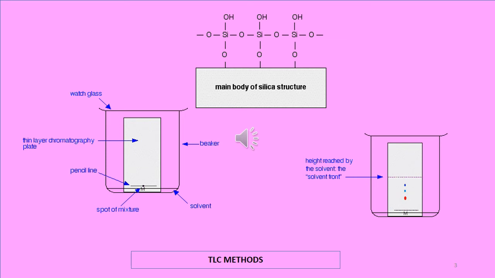Here we can see a solvent system or solvent chamber, which consists of a TLC plate on which a spot is applied, and this TLC plate is placed in a solvent chamber in which the mobile phase travels upwards along with the spot. And here we can see after separation there are a number of spots which are separated, and these separated spots are components of a mixture.